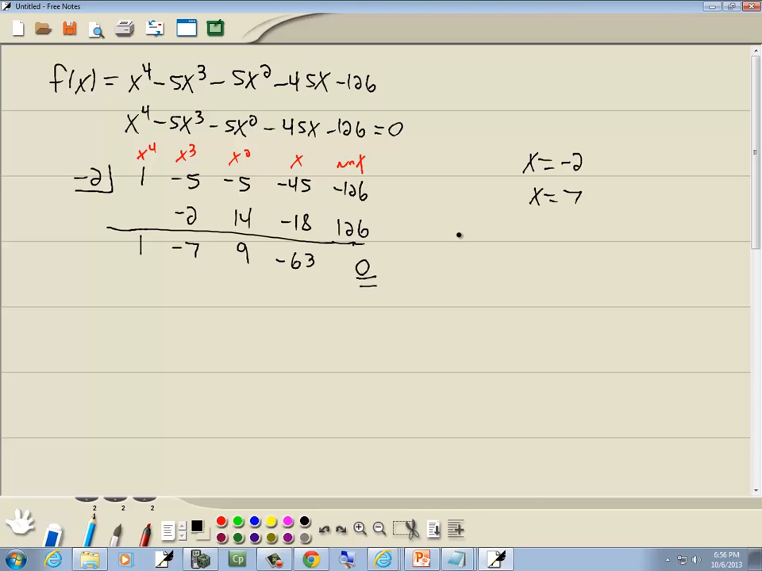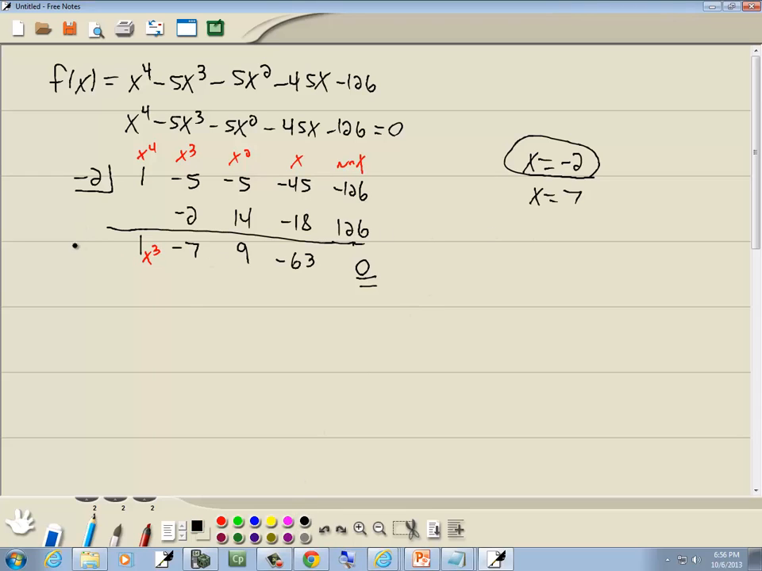Now we get 0 as a remainder. That means you found an answer. So x equals -2 is our first answer. No surprise, the calculator told you it's an answer. You better get a 0 as a remainder. Now I found one answer. That takes it down from x to the fourth to x to the third. Now we want to continue.